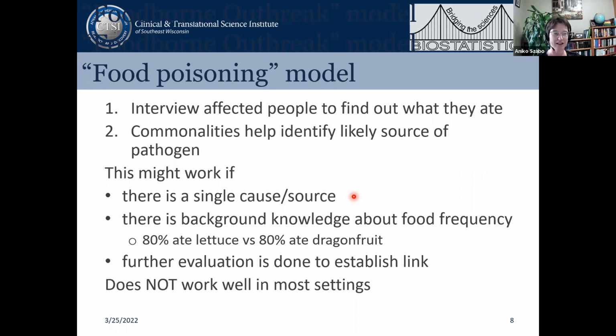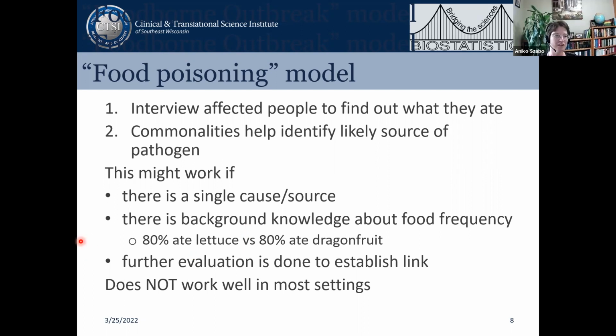It also requires some knowledge about food frequency or people's behavior in general. So if you find that 80% of the victims ate lettuce, you might not raise your eyebrow, but if 80% ate dragon fruit, which is my stand-in for something people probably don't eat a lot, then suddenly, oh, that must be it, right? But you can only tell the difference because you know something about what's common and what's rare. So you have some idea what to expect if something is not causative.